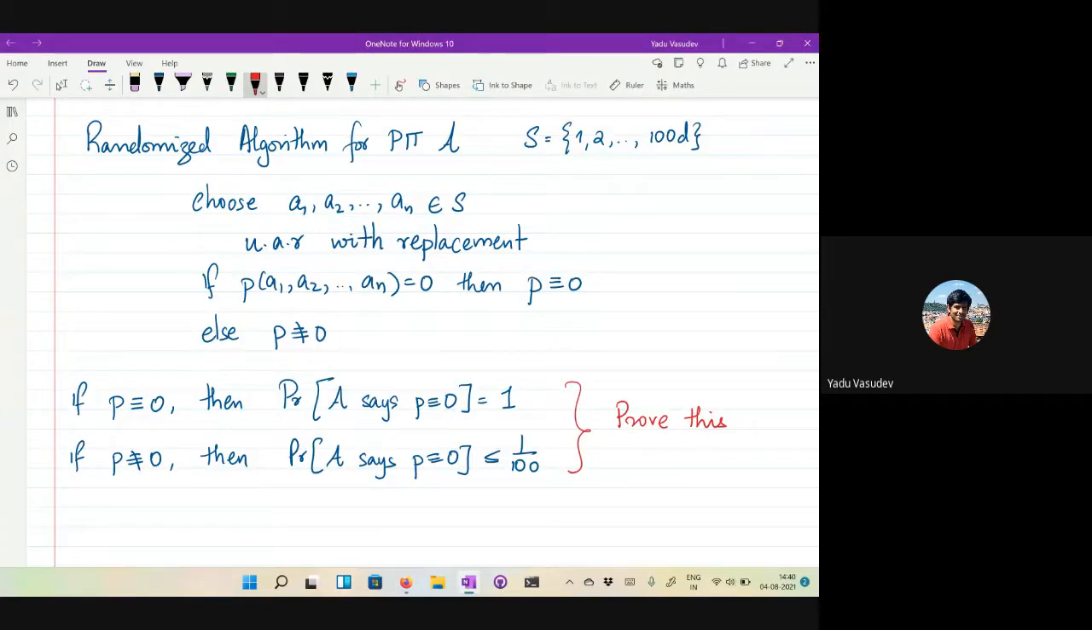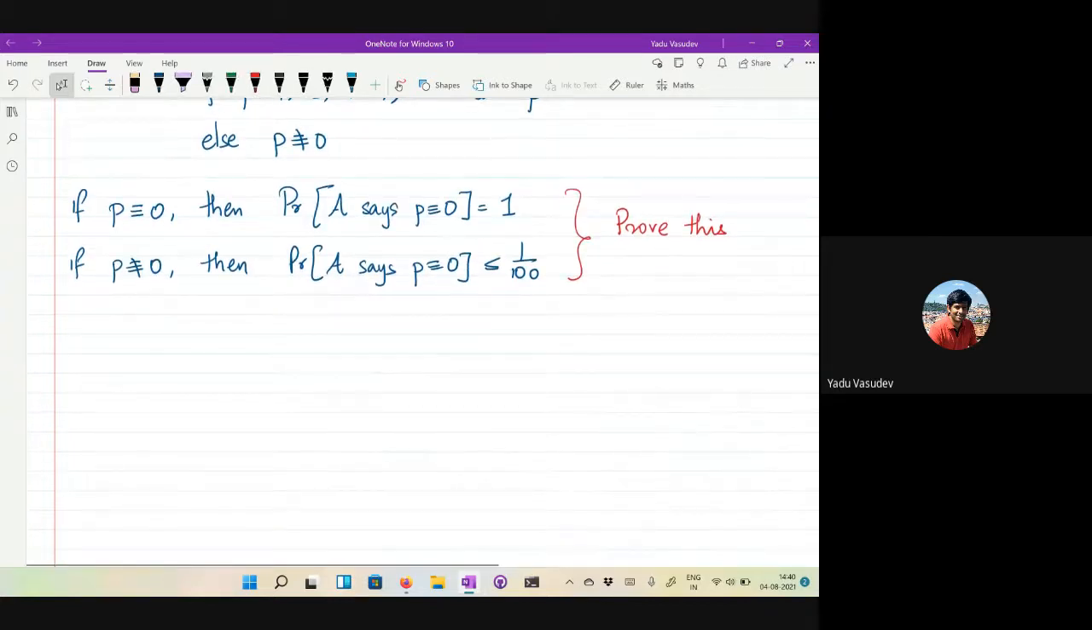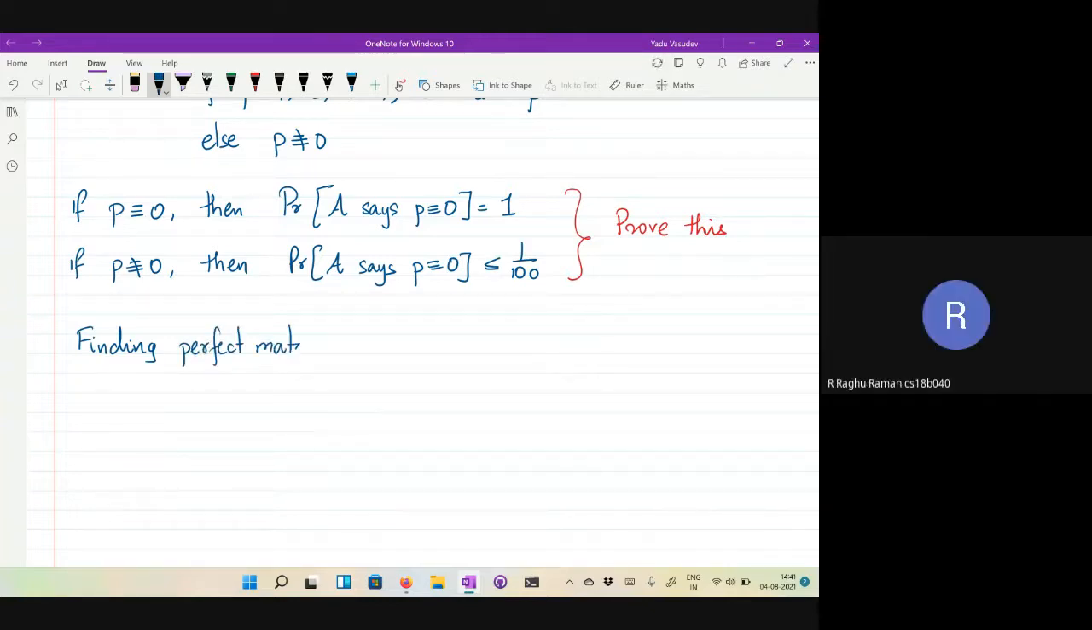Before we get into an analysis of this algorithm, we'll see a seemingly different looking problem, which has a solution that is obtained using identity testing. Okay? This is a problem which some of you might have seen before. This is about finding perfect matchings in graphs.